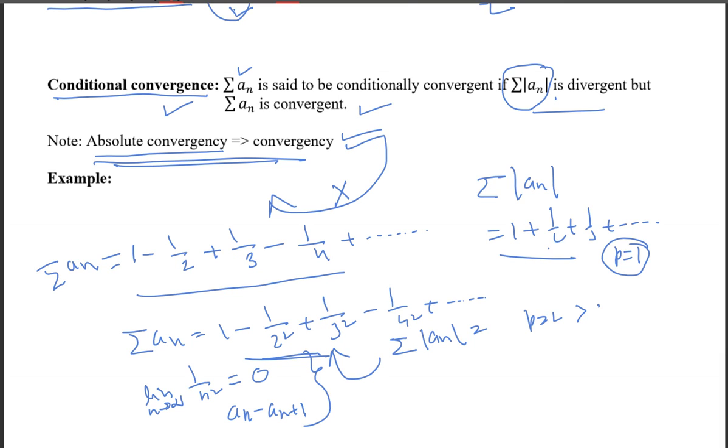You see, if you take the absolute series of this one, summation mod an, that will be 1 plus 1 by 2 square plus 1 by 3 square plus like this, which is a p series, and you know it is convergent. So without doing a lot of calculation, just using this property, you can say as it is absolutely convergent, that means this series is convergent. No need to use Leibniz test here.